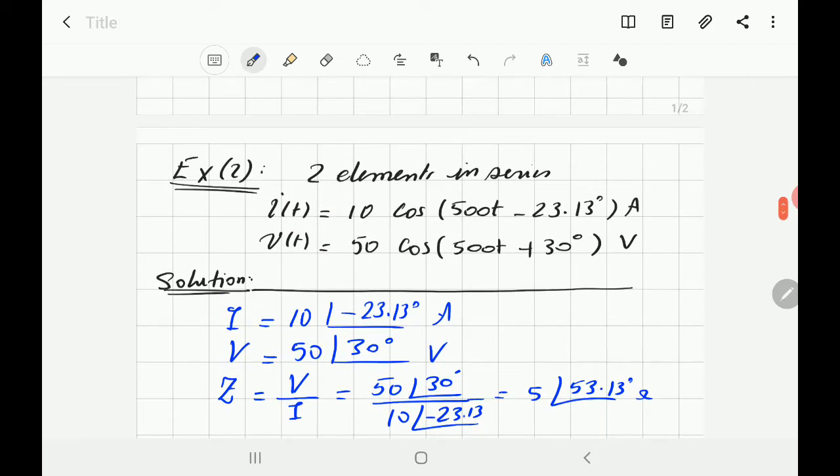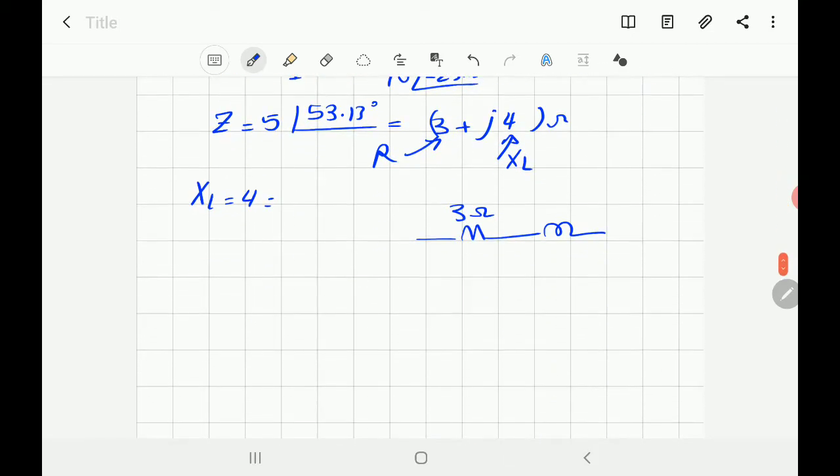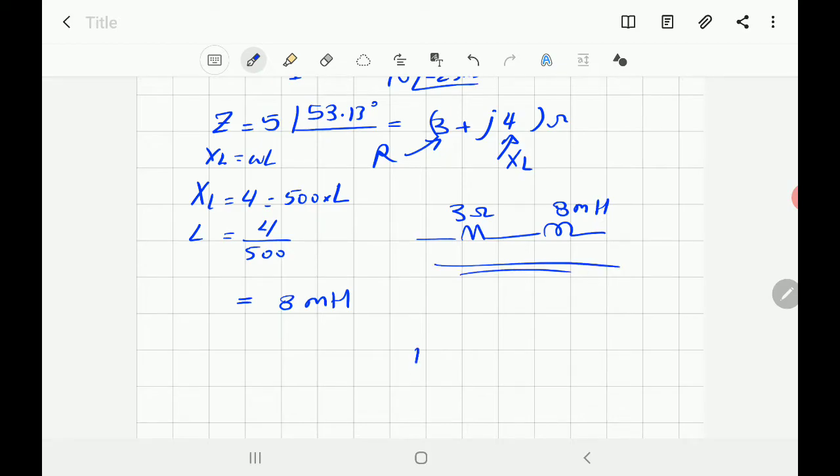What's omega here? Omega is equal to 500. Let me remind you, XL is equal to omega L. So that's omega, and L is unknown. So L is equal to 4 divided by 500. You'll find it's equal to 8 millihenry. So you can put here 8 millihenry and you are done. You found the two elements. Great. Let's move to the third example.